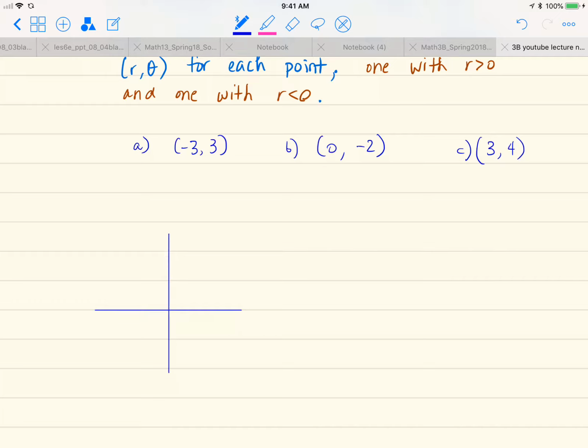All right. Okay, so -3, comma 3. So I'm going to go back here, -3. I'm going to go up 3, 1, 2, 3. Okay. So I'm talking about this point right here.